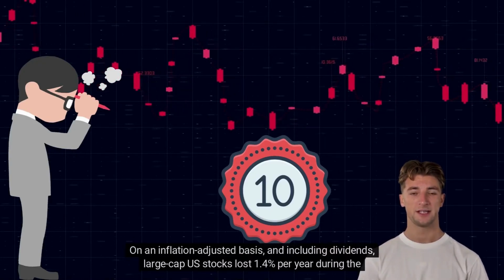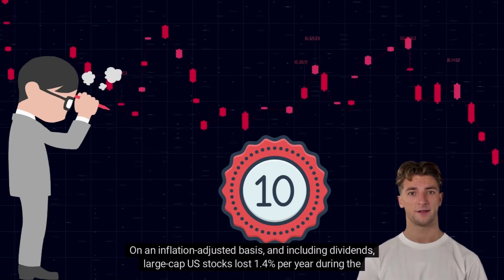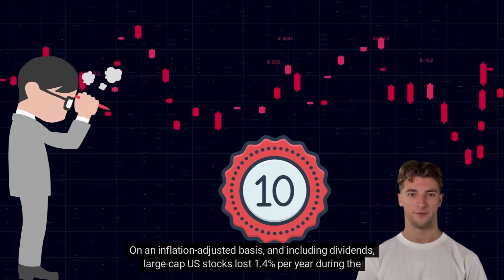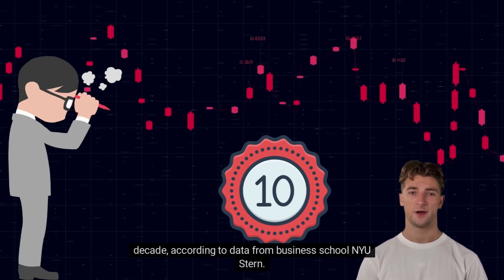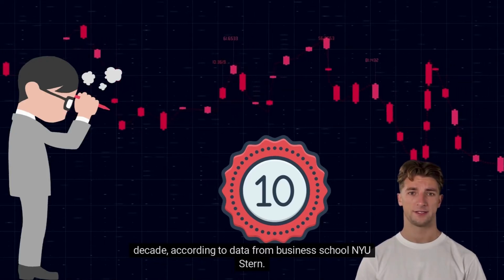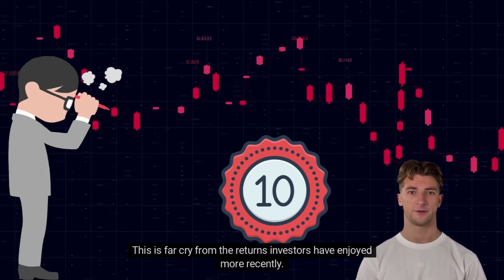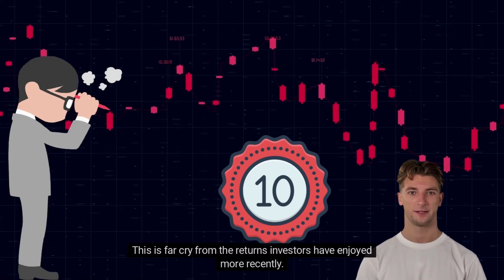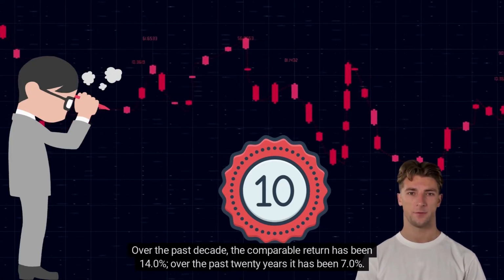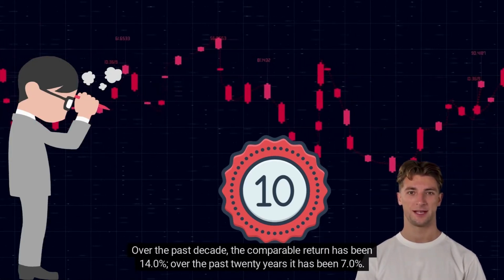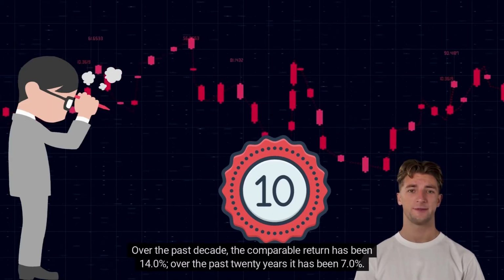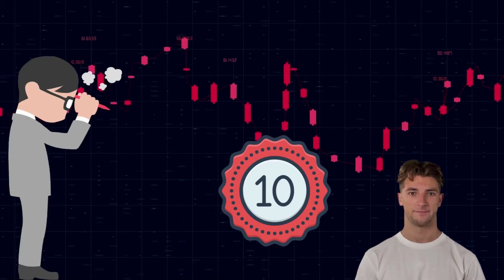On an inflation-adjusted basis and including dividends, large-cap U.S. stocks lost 1.4% per year during the decade, according to data from business school NYU Stern. This is a far cry from the returns investors have enjoyed more recently. Over the past decade, the comparable return has been 14.0%. Over the past 20 years, it has been 7.0%.